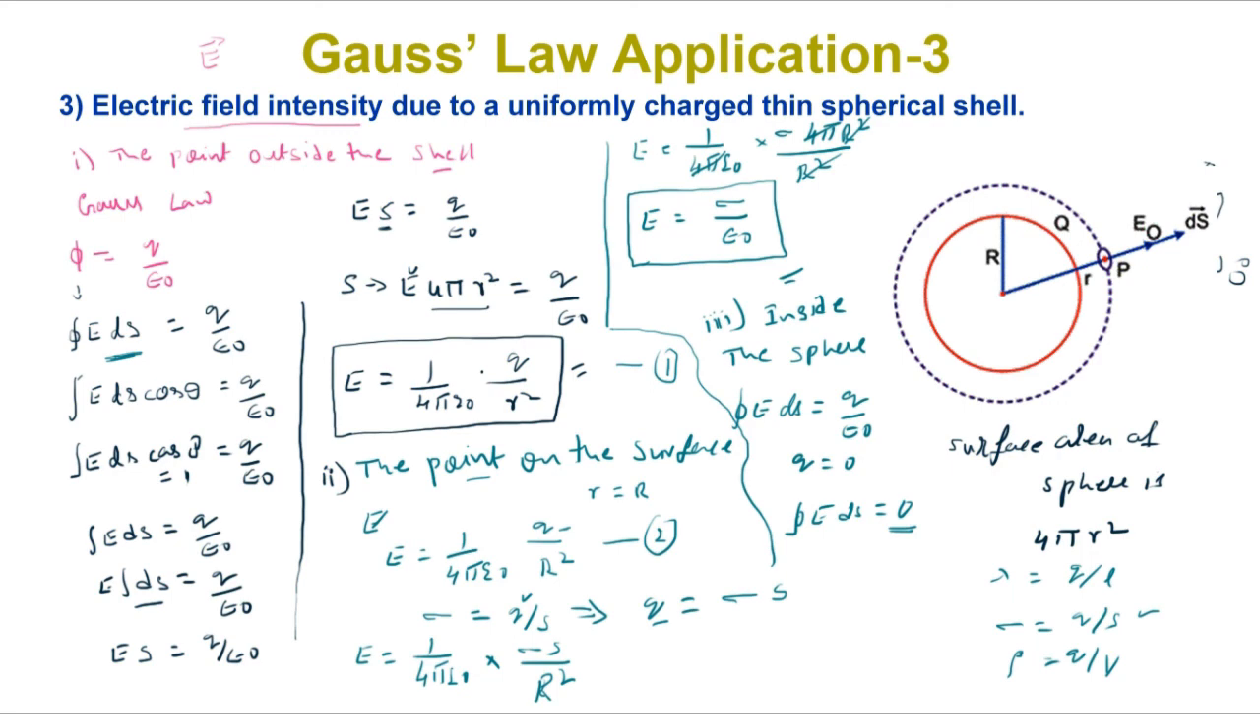So all three targets: the first is outside the sphere, the second is on the sphere. On the sphere is this formula, and outside the sphere is this one. Inside the sphere it is 0, because no charge exists. No charge means no field, so the flux will be 0, the electric field will be 0, that is E is equal to 0.